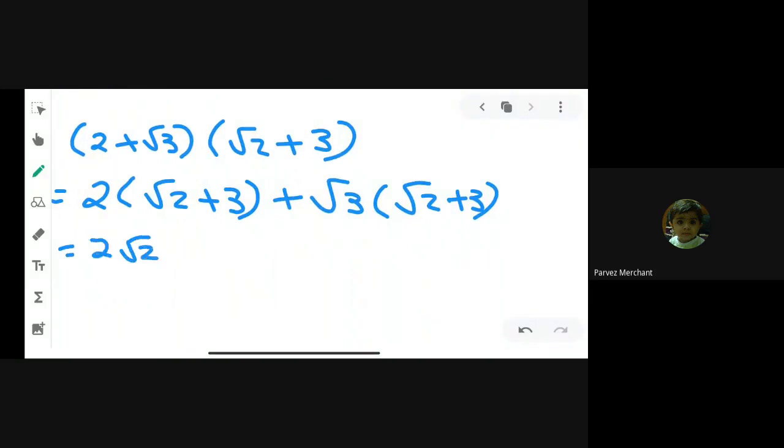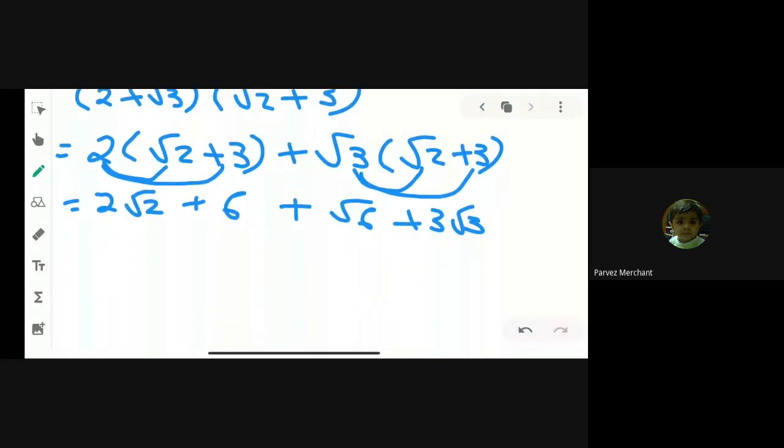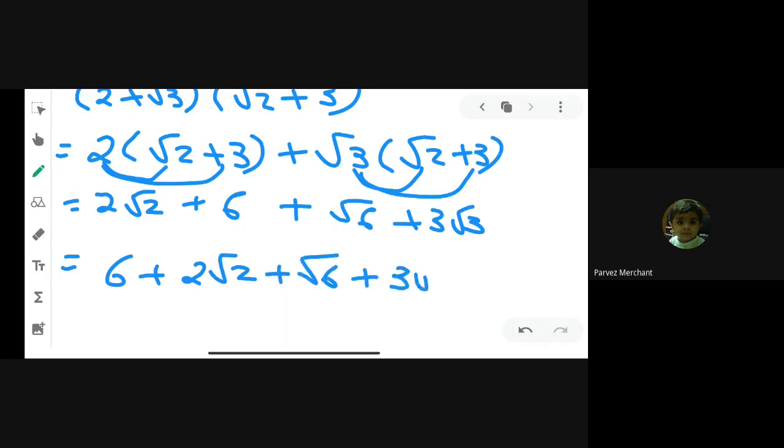So 2 root 2, and 2 3s are 6, 6. Plus root 3 into root 2 is root 6. And root 3 into 3 is 3 root 3. Okay, now you can see 6 plus 2 root 2 plus root 6 plus 3 root 3.